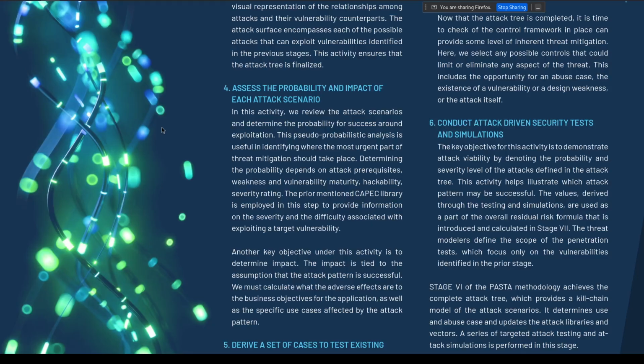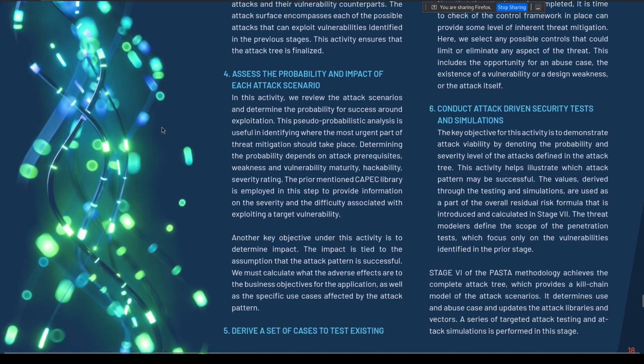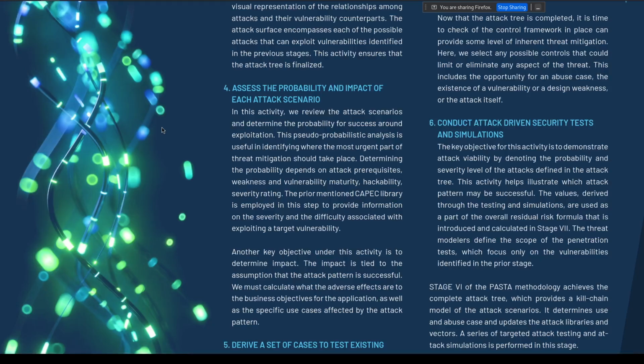And then the next one is one of the important activities across this threat modeling approach, which is to derive a set of cases to test existing countermeasures, which I mentioned earlier. Here we take the existing countermeasures and try to validate whether they exist, whether they are correctly implemented, and whether they are actually implemented in the system. Let's say they say they have implemented database segmentation and they have role-based access control in their database system. Then we need to go and validate whether it has been implemented or not, maybe during a security audit or something like that.